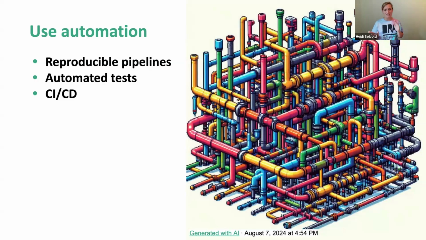So the three suggestions I brought for automation are creating reproducible pipelines, thinking about what the steps are that belong together and how they belong together. I'll talk about how to do that in just a minute. Using automated tests, so testing your code, especially if it's software projects rather than just a simple script. And finally, using what we call CI/CD, so continuous integration, continuous deployment.